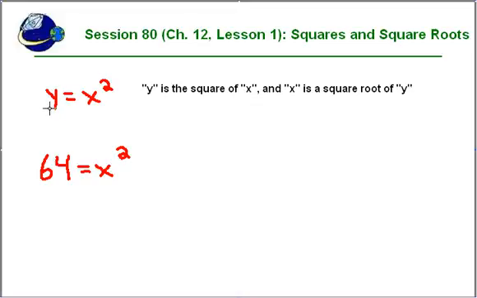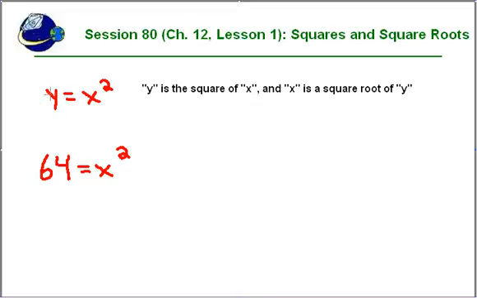In this equation, there's a particular number that's going to equal some other number squared. In this example here, y is called the square of x, and x is called the square root of y. Let's go ahead and stick in a number here and see what that means.